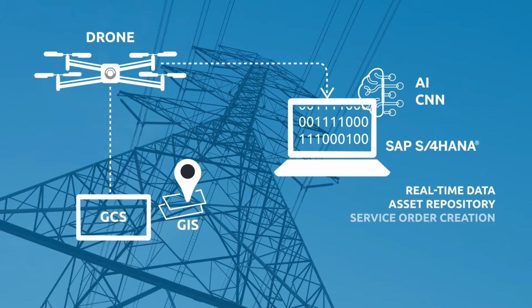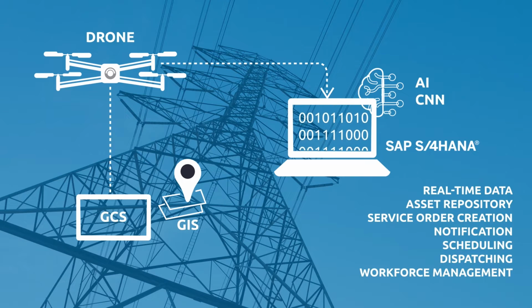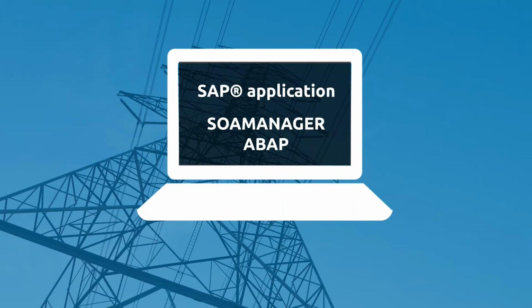Integration of SAP S/4HANA Asset Enterprise Systems with GIS provides real-time data, asset repository, service order creation, notification, scheduling, dispatching and workforce management. SOM Manager and ABAP remote function modules are configured within SAP systems to support business processes with web services and integration with other systems like GIS and GCS application.